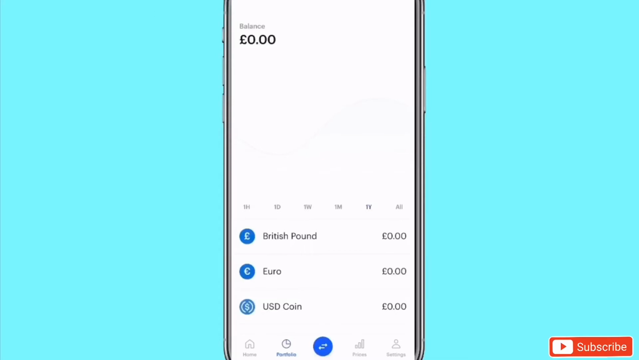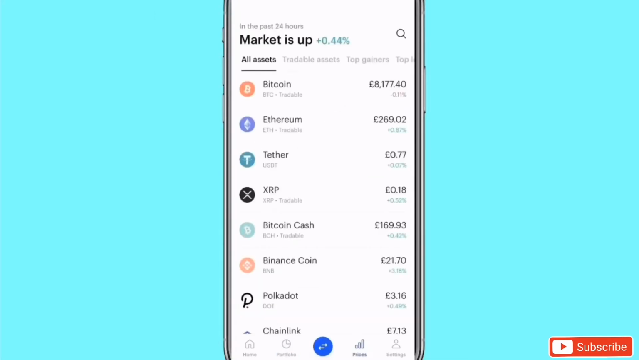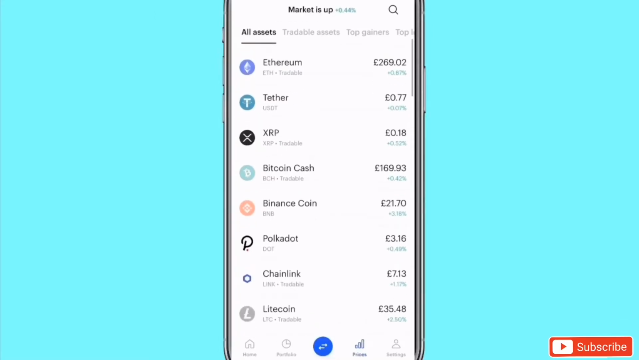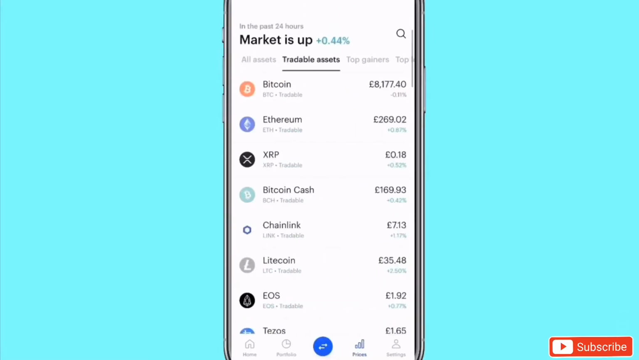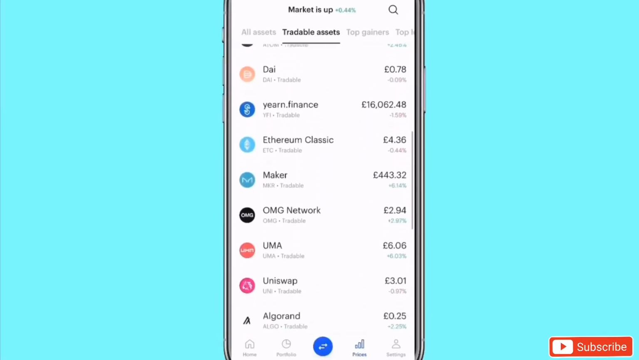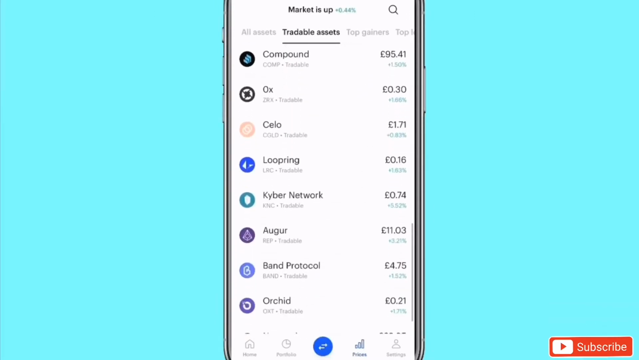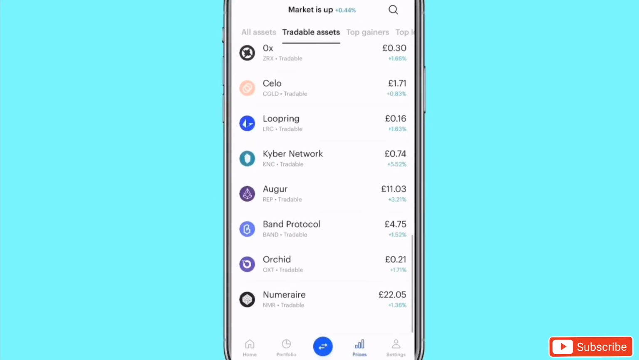The next tab is the prices menu. Now this is where you can actually search for the cryptos that you like. So like I just said, I think there's only something like 28, 29 that you can actually trade. If you go here, tradable assets, these are all the different cryptos that you can trade. So this is constantly upgrading, constantly adding more and more. But for now, here we have all of the main cryptos.